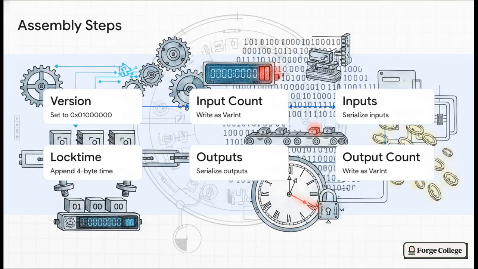So let's break that down into physical assembly steps. Step 1, we basically bolt down the version number. This is typically version 1, which we write as 4 bytes in that little-endian format we talked about. 0, 1, followed by 6 zeros. Step 2 is writing the input count. Step 3 is serializing the inputs, and so on, right down the line to appending the lock time in Step 6. It's incredibly logical, but let's see how this builds when we hit a very special kind of counter back in Step 2.